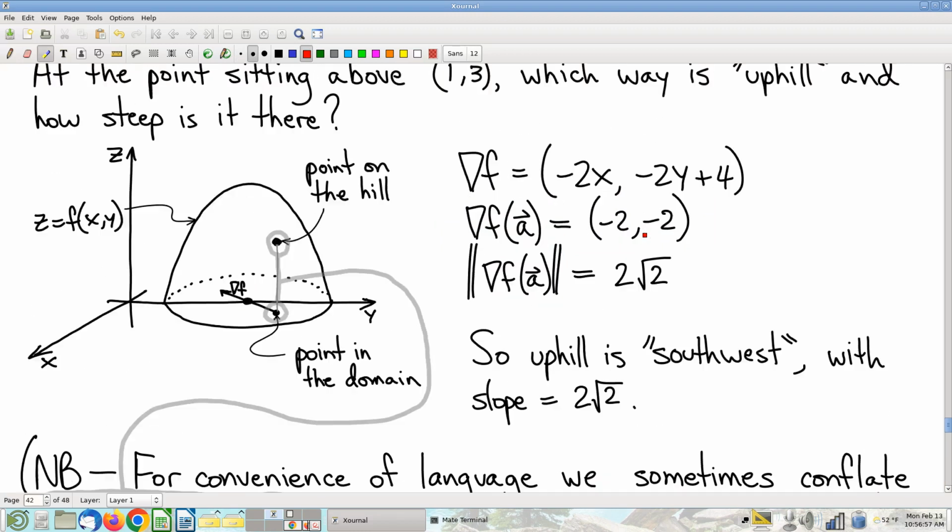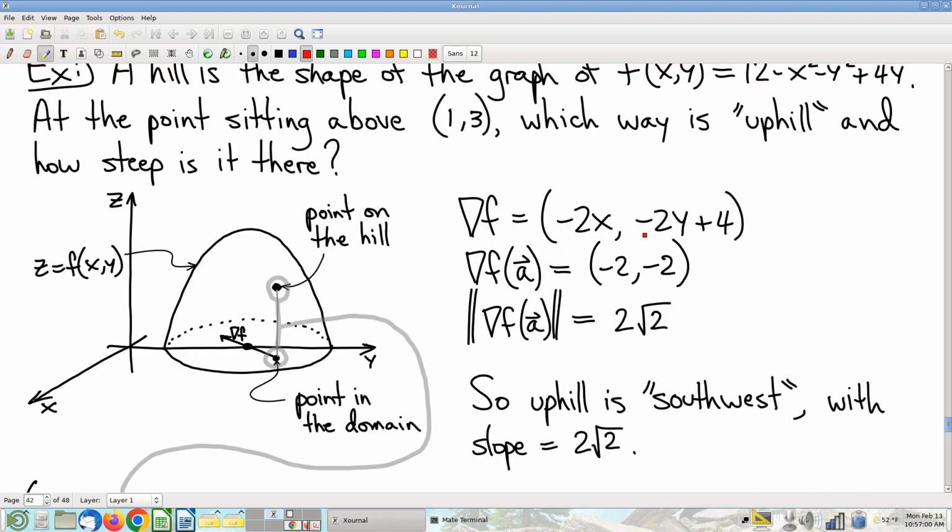So a question: if we wanted to find the opposite? If you want to find which way is downhill and how steep it is as I roll down the mountain, it's just a minus sign. So the exact opposite direction. We're assuming here that all functions are differentiable, and so a minus sign does it.